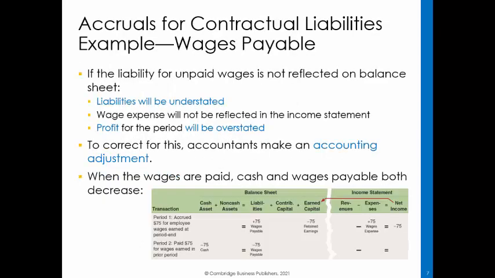Many companies pay employees bi-monthly. In the last 2 weeks of the month, employees have worked for the company and earned wages but have not yet been paid. If the liability for unpaid wages is not reflected on the month-end balance sheet, liabilities will be understated and wage expense will not be reflected in the income statement, thus overstating profit for the period. To correct this, accountants make an entry to reflect the unpaid wage liability on the balance sheet and recognize wage expense in the income statement. When the wages are subsequently paid in the following month, cash decreases, as does the wage liability.